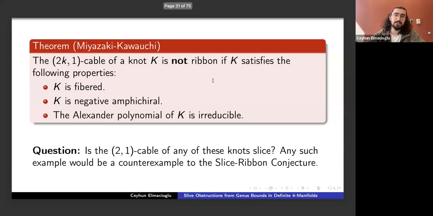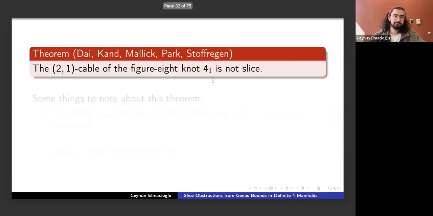And it's worth noting that any such example would be a counterexample to the slice-ribbon conjecture, because if they are slice, we know by the theorem of Miyazaki and Kawachi that it's not ribbon, so that would give us a slice knot which is not ribbon.